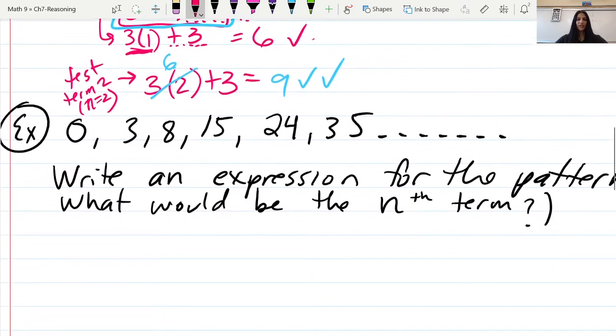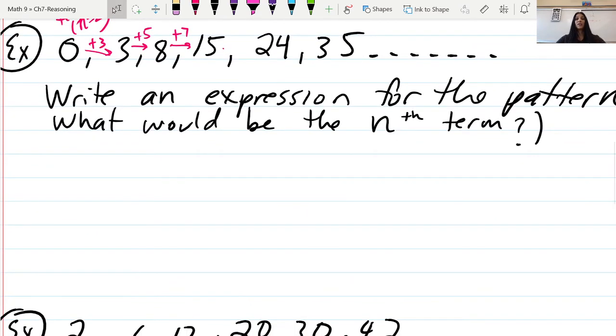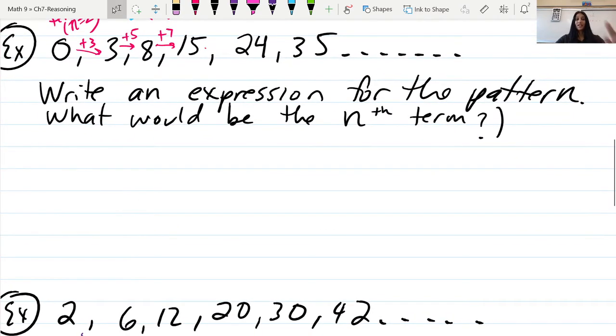Okay, so moving on to the next one, we always check to see if I go here to here, it's plus 3, here to here is plus 5. So I can see that this would be plus 7, and on. So it doesn't follow a linear pattern. It doesn't have the same number that's being added each time. So I'm thinking this must be something to do with multiplication. So I'm thinking of multiplication to figure out my nth term.